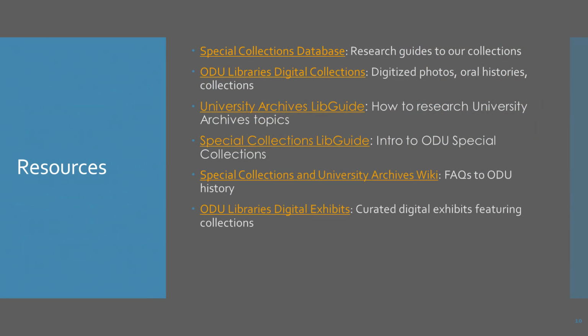Finally, here's a list of resources for more information about the Archives Department and our holdings here at Old Dominion University. The first is our Special Collections Database, which is our finding aids or research guides that help you find more information about our collections. We also have our digital collections, which feature digitized photos, oral histories, and other digitized collections from our holdings. We also have the University Archives Live Guide, which helps you find research topics related to university history.